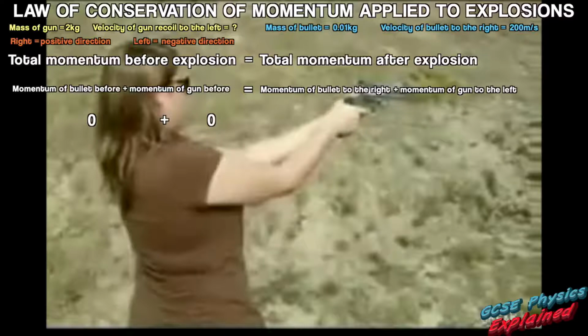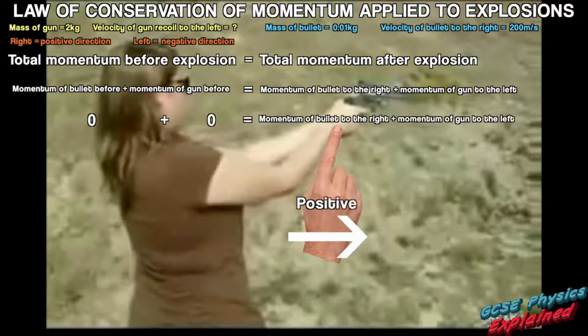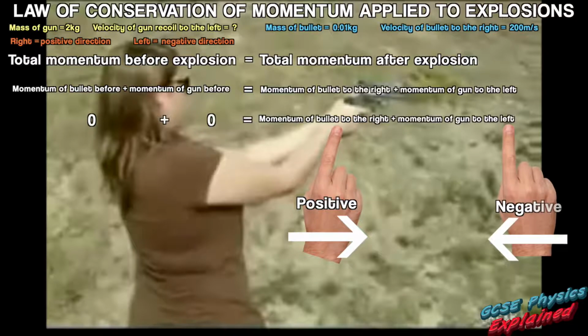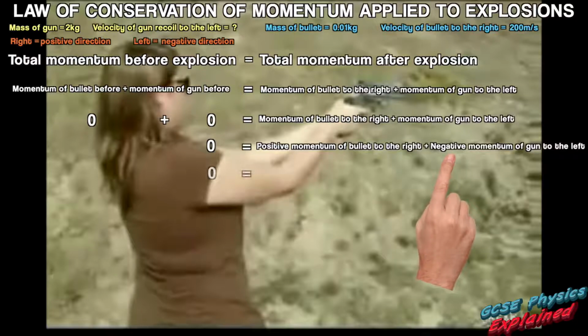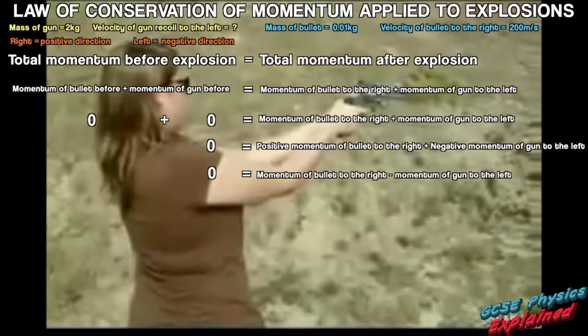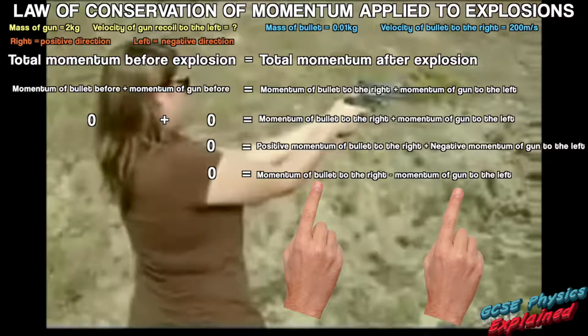As I said before, momentum is a vector, which has both size and direction. So we need to assign one direction as positive and the opposite direction as negative. In this example, I'll say anything moving to the right has positive momentum, and anything moving to the left has negative momentum. To work out the total momentum after the explosion, we need to add the positive momentum of the bullet to the negative momentum of the gun. If you add a negative number, it means you take it away. So the total momentum after the explosion equals the momentum of the bullet moving to the right, take away the momentum of the gun recoiling to the left.